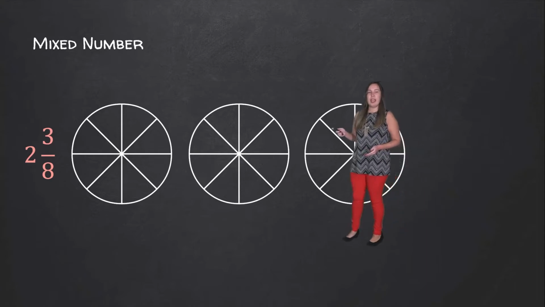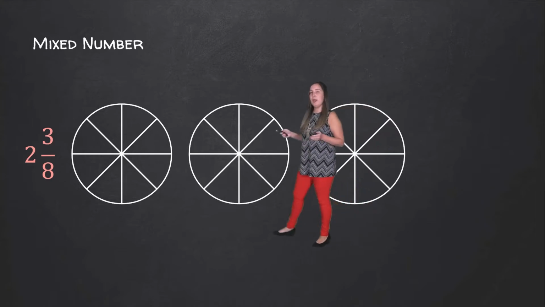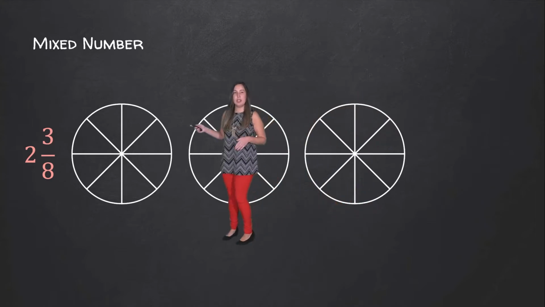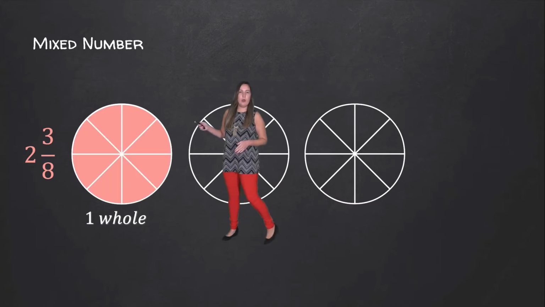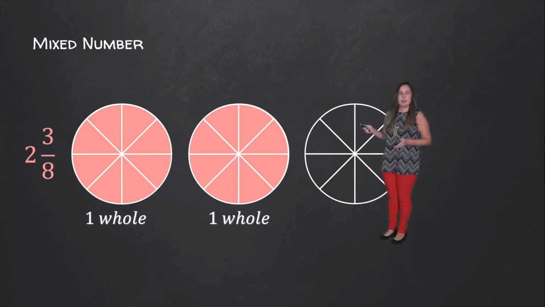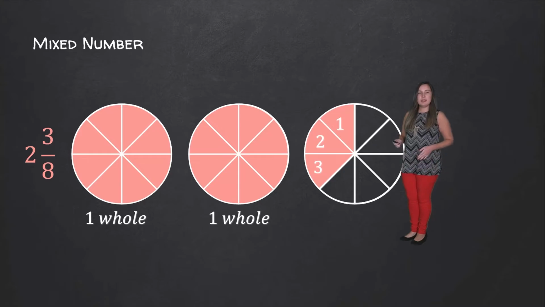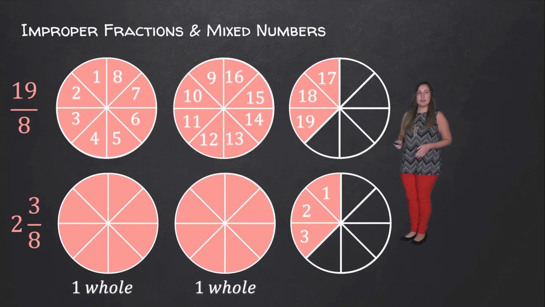So here I have a few models, and they're divided up into 8 pieces because that's our denominator. But here we have 2 wholes, so let's shade that in first. So 1 whole, 2 wholes, and now we have 3/8. So 1, 2, 3. All right, so here we have 2 and then 3/8 because this one is not filled up completely.